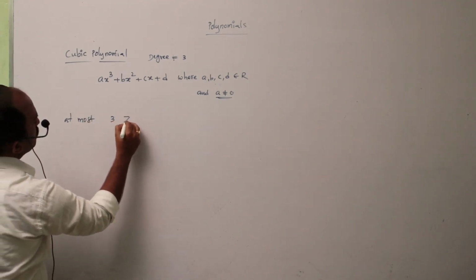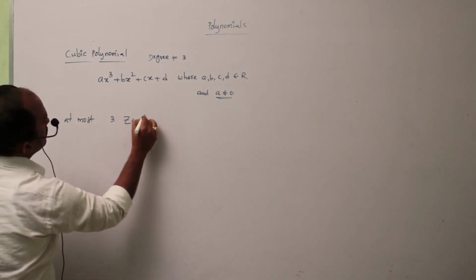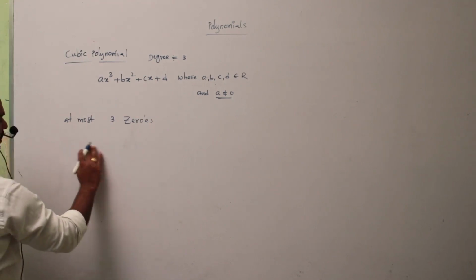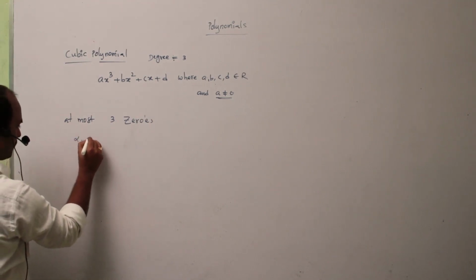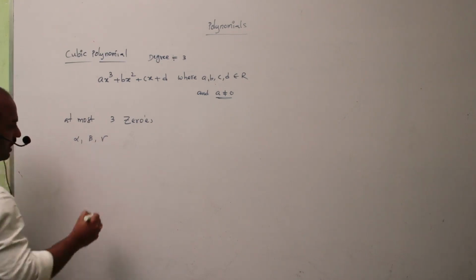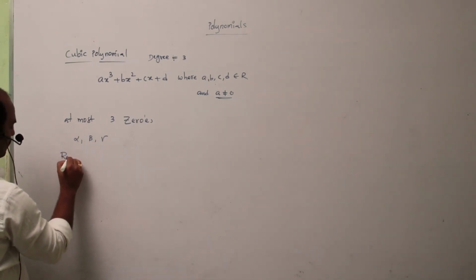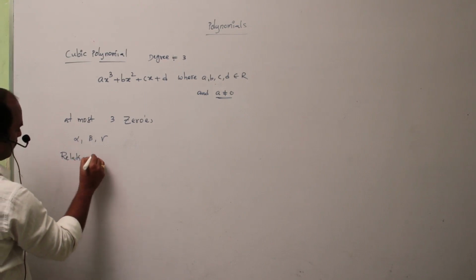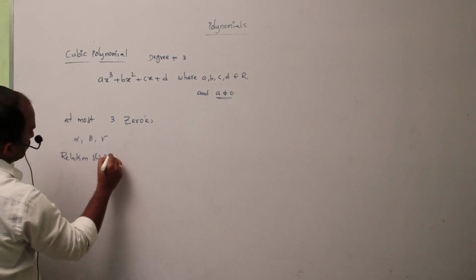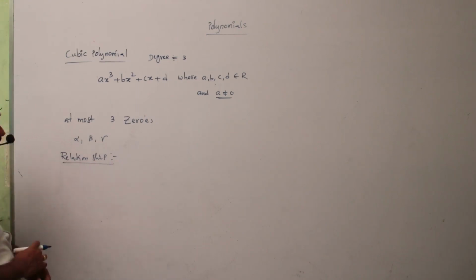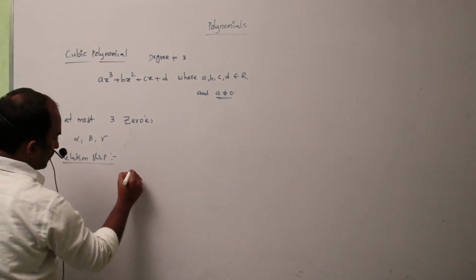It has at most how many zeros? 3 zeros. So generally those zeros are represented by letters alpha, beta, gamma. The first one, relationship between zeros and coefficients of the polynomial. The first one, what is that?